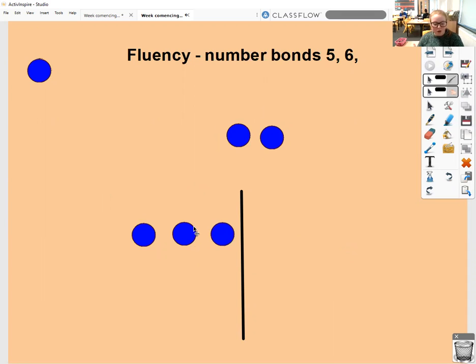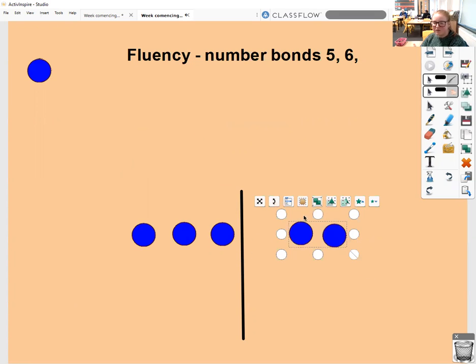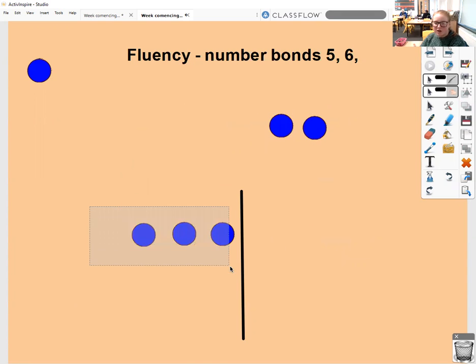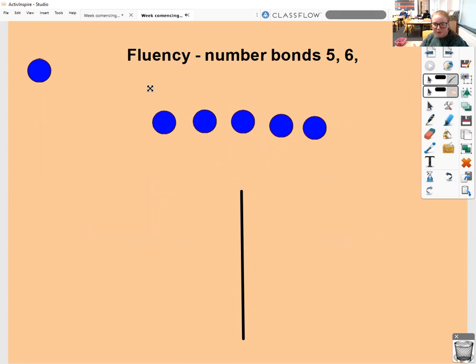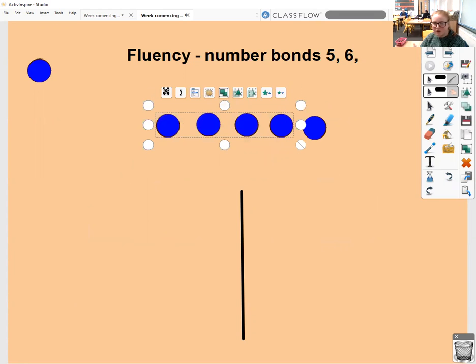Our next number bond is 3. You can do this along with me and make sure you send us in a video of you working through your number bonds for 5 and 6. So our first part is 3. Our other part is 2. And our whole is 5. We can also say this as 3 plus 2 more equals 5. What is our next number bond? That number bond started with 3. Our next number bond is going to start with 4.